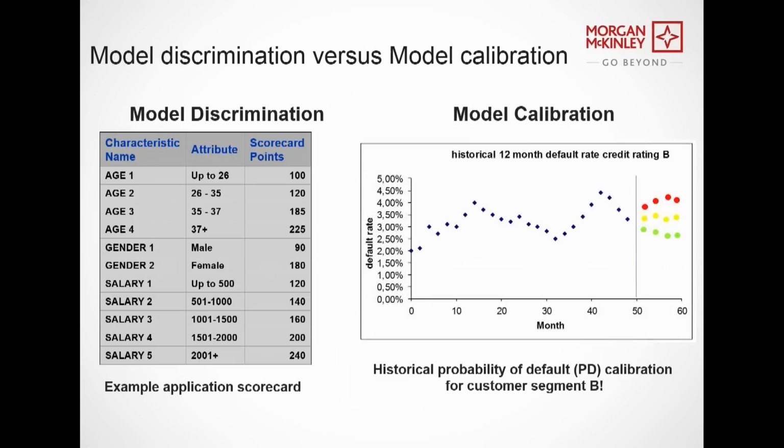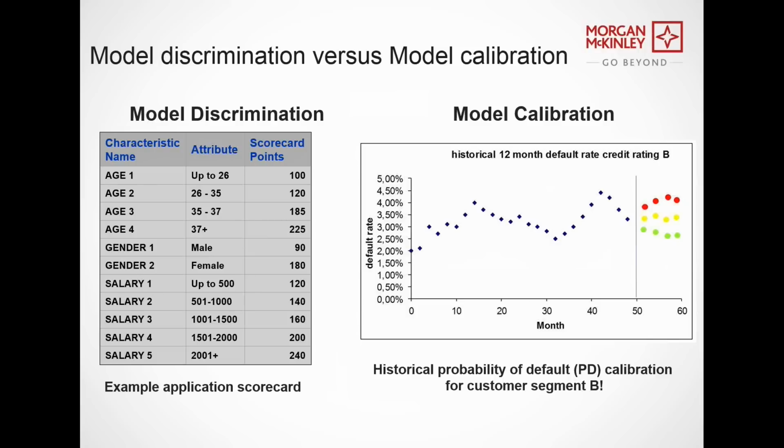Here you can see that illustrated. To the left you see a traditional scorecard: age, gender, and salary. This is an application scorecard. And note that in certain countries you cannot include age and gender in your scorecard. There's some national regulation there concerning privacy and ethics about what characteristics you can include, yes or no. So to the left we have an application scorecard.